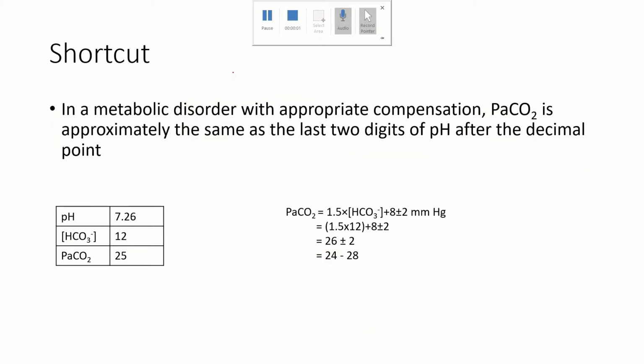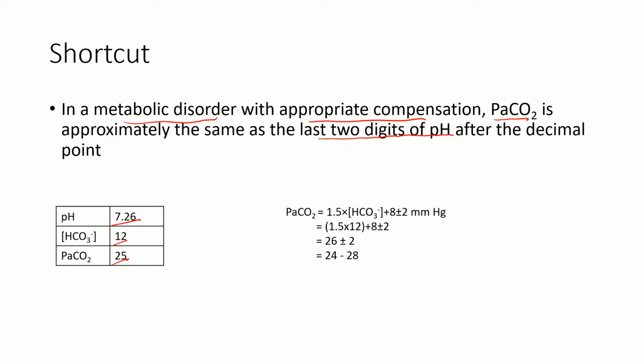There is this interesting shortcut which we can use in case of metabolic disorders. In case of metabolic disorders with appropriate compensation, the PaCO2 is approximately the same as the last two digits of pH after the decimal point. So what does this mean? For example, let's take this blood gas. In this blood gas, the pH is 7.26. The bicarb is 12 and PaCO2 is 25.